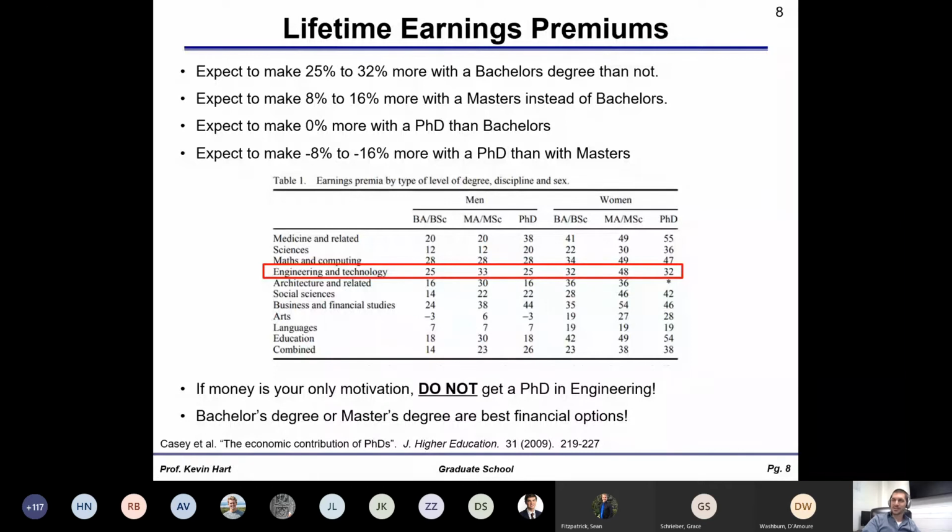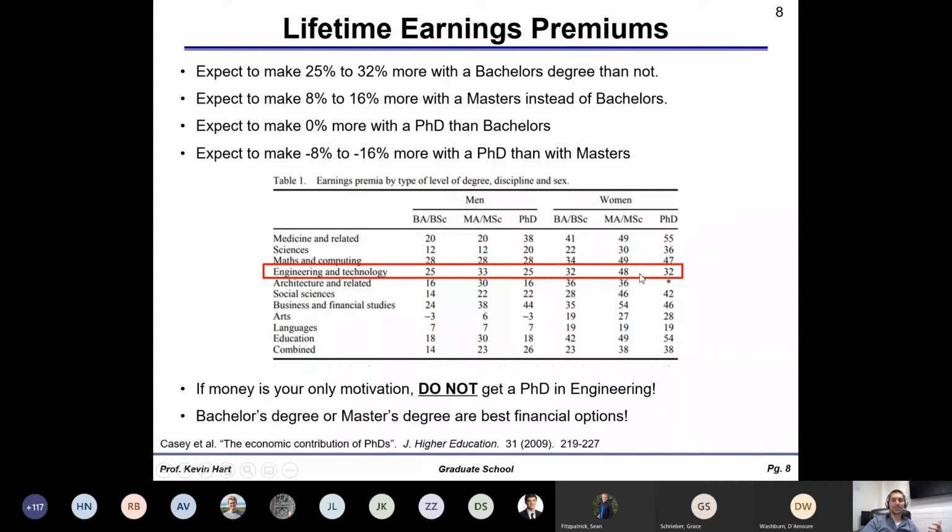And that's because of these things I've already mentioned. The opportunity cost of going to graduate school, and generally you don't make that much more money getting a PhD in engineering than you already would make with the undergraduate degree, which gives you a lot of money-making potential already. Okay? So, financially speaking, if money is your only motivation, then you should be getting a master's degree.